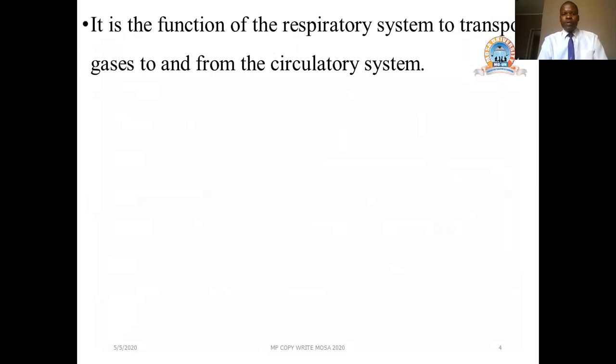It is the function of the respiratory system to transport gases to and from the circulatory system. So when we talk of gases, there are a lot of gases that are being transported, but the most notable gases that play a very fundamental role as far as human physiology is concerned are oxygen and carbon dioxide.